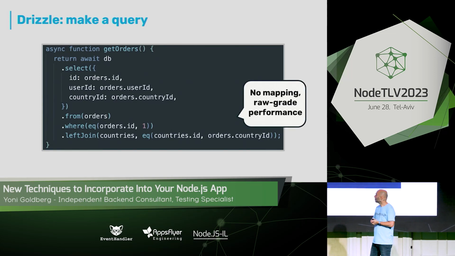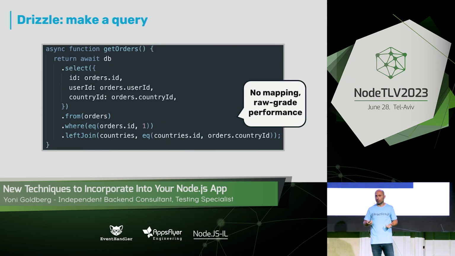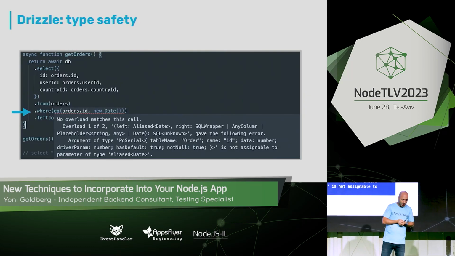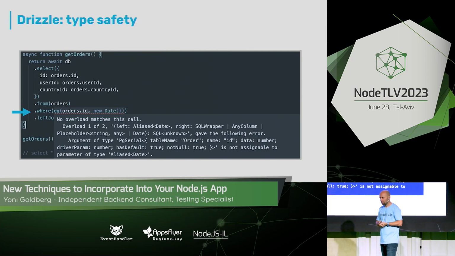Now, one point worth mentioning is that Drizzle does nothing with the result. It just pipes what the DB driver returns. So there's almost raw-grade performance, almost no performance penalty. Also, Drizzle comes with type safety, quite a good one. See here, I have to specify a number for order ID, but it's a date. Drizzle knows to tell you.